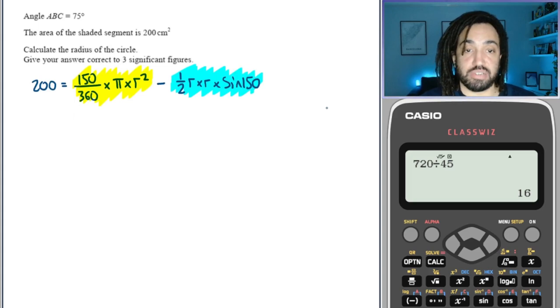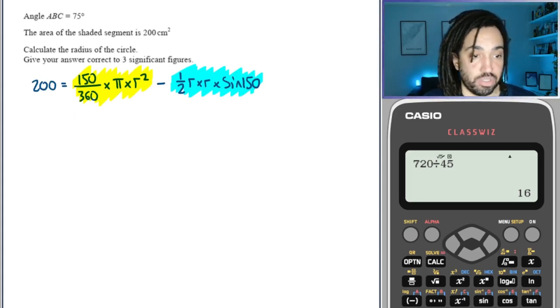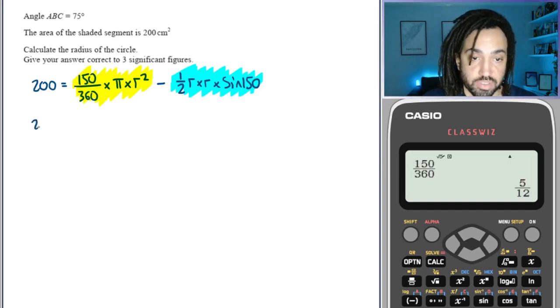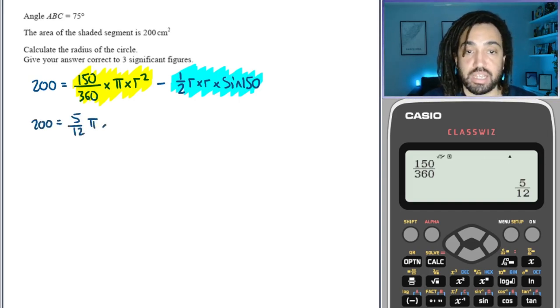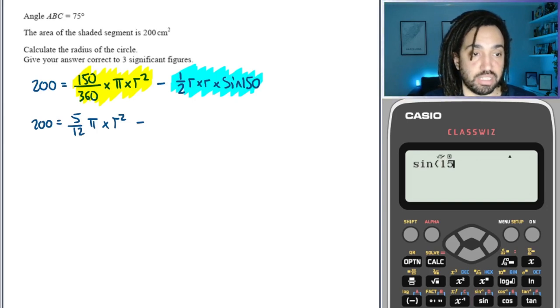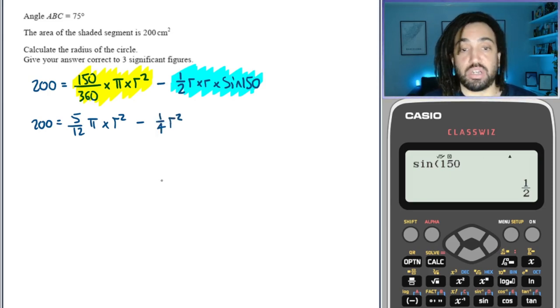Okay, so now it's just all about solving. So first off, what we'll do is we'll do 150 divided by 360. That looks like it could simplify. 5 over 12. So 200 is equal to 5 over 12 pi times r squared minus sine of 150. What is that? I think that might be minus, it's a half. Times by the half here is going to give us a quarter, and then r times r is r squared.